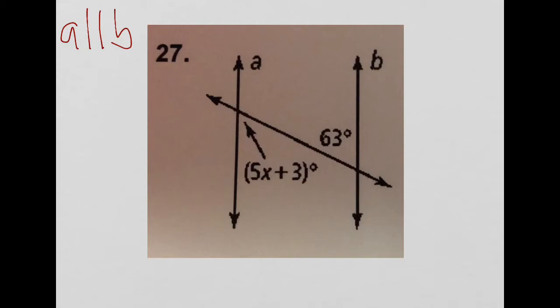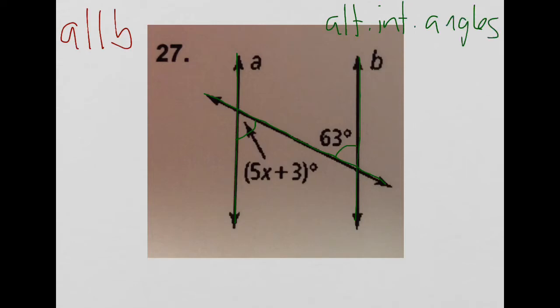If I look at these angles, they lie on opposite sides of my transversal here, and they are non-adjacent, and they are on the interior. They're between my two lines. So these are alternate interior angles. I'm just going to go ahead and abbreviate that, alternate interior angles.